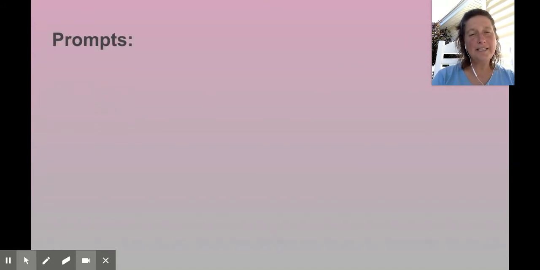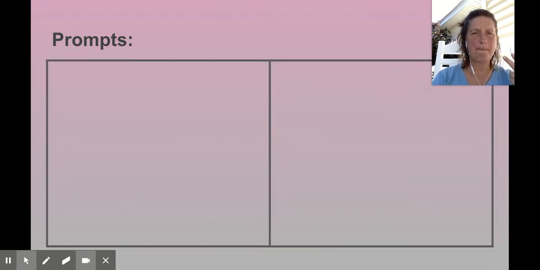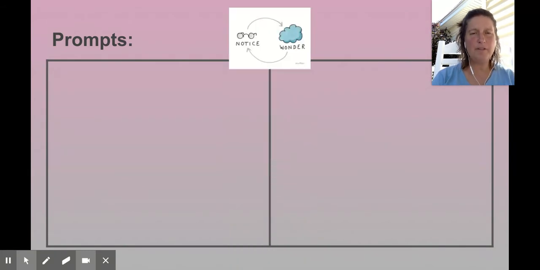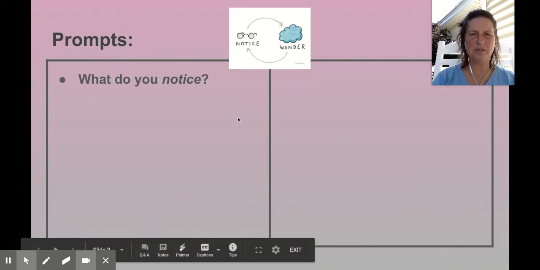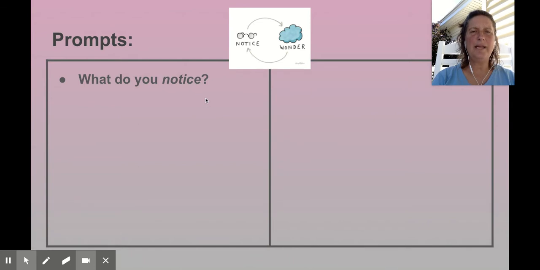So, like I said at the beginning of this slideshow, the mathematical routine Notice and Wonder has two prompts. One of the prompts is, what do you notice? And the other prompt is, what do you wonder? Sometimes students in the past have set up their math notebook page into a T-chart, kind of like this, but they don't have the sides on it necessarily, or the bottom lines. And they say, I notice on one side, and then I wonder on the other side.